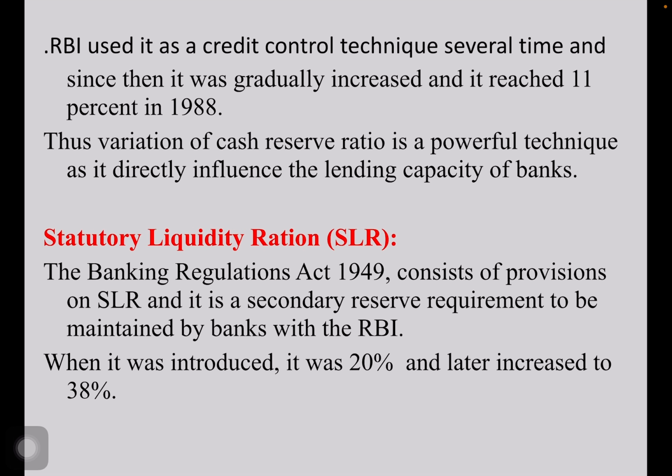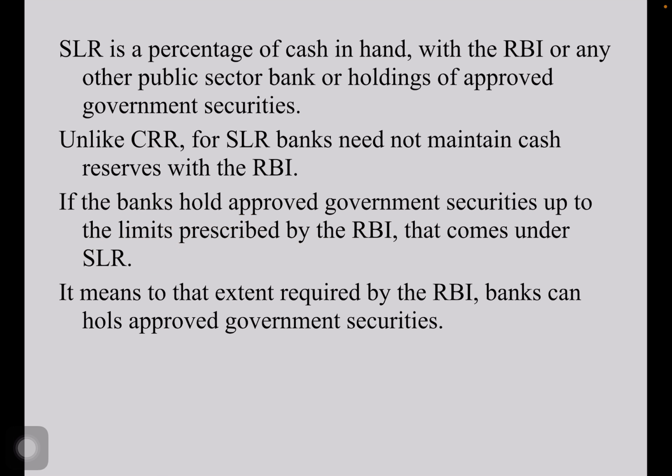Second one is statutory liquidity ratio, popular as SLR. The Banking Regulation Act 1949 consists of provisions on SLR and it is a secondary reserve requirement to be maintained by banks with the RBI. When it was introduced, it was 20%, later increased up to 38%. Now, it is only 18%.